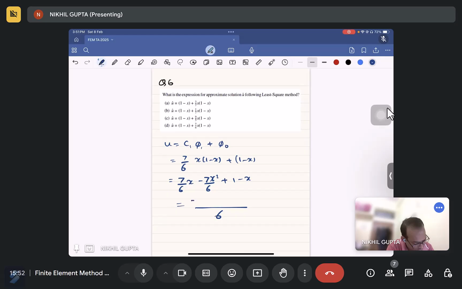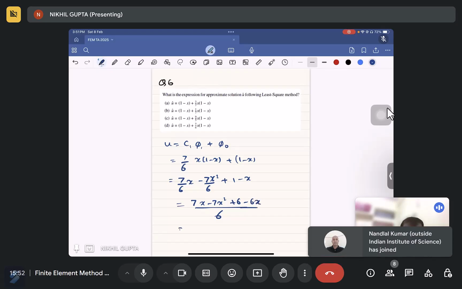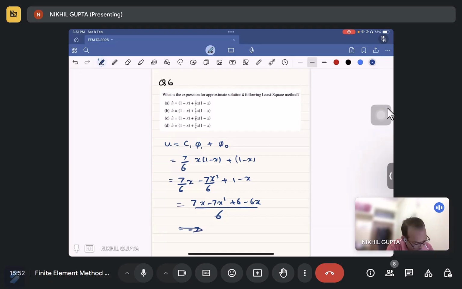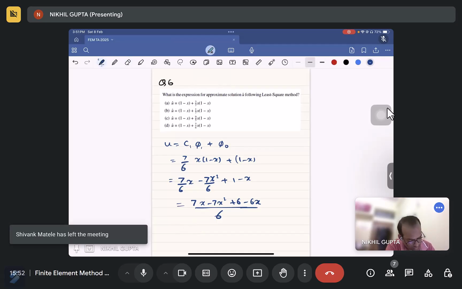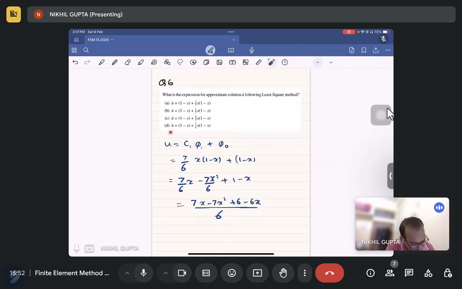That is 7x minus 7x square plus 6 minus 6x. So if you want to solve it, the options are like that. You can directly write this answer. This answer is matching, I think, the B part. I think you don't need to solve this A, otherwise you can solve and get the solution as well.